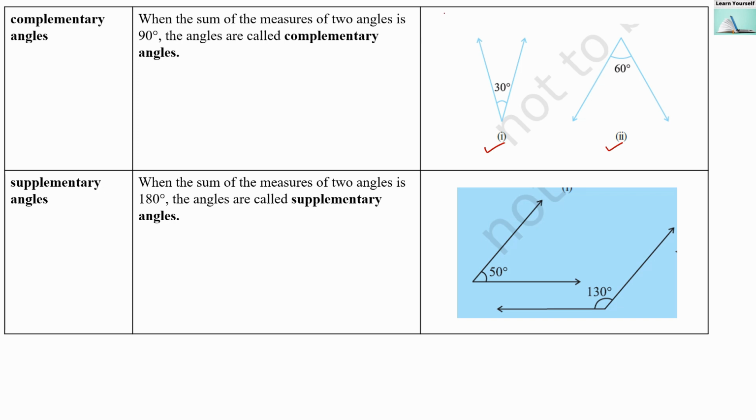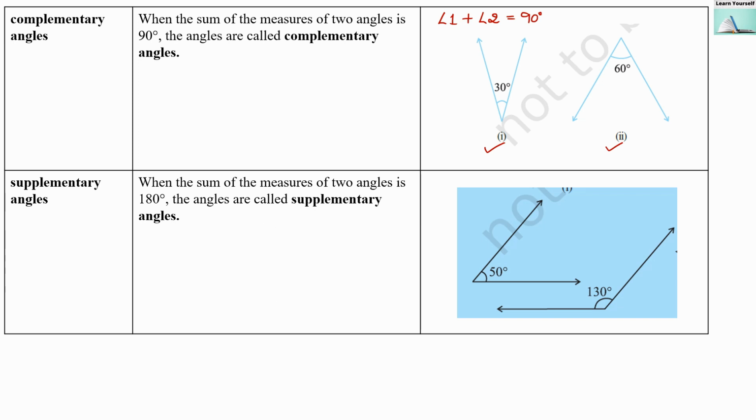So angle 1 plus angle 2, it should give us 90 degree together. Then only they are said to be complementary angles to each other. So when the sum of measures of two angles is 90 degree, the angles are called complementary angles. So angle 1 and angle 2 are complementary.